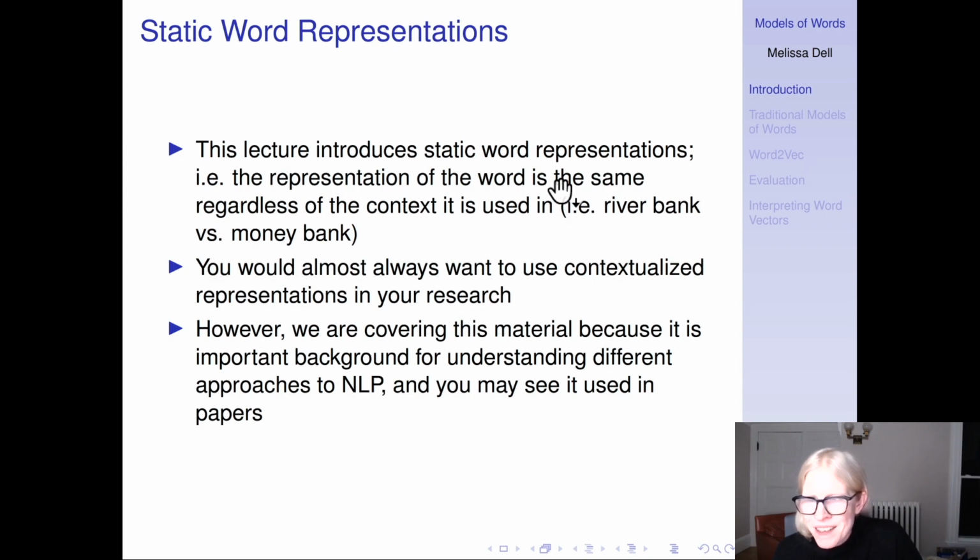However, we're covering this material because it's important background for understanding the development of NLP and the differences between what we use now and what was used more traditionally. You may see it used in papers, and there's a few contexts where having a static representation may actually be a feature more than a bug, and we'll see one example of that at the end of this lecture.